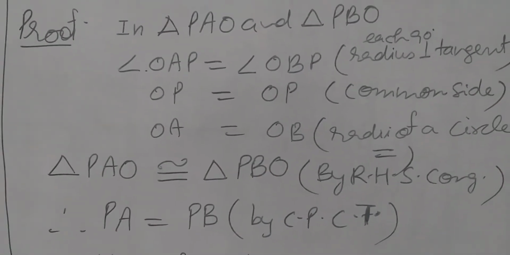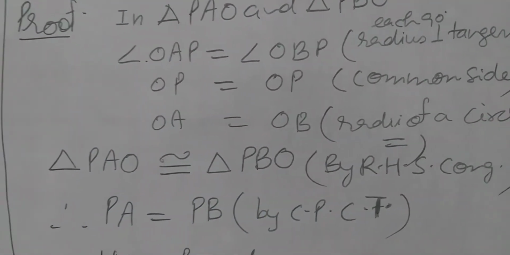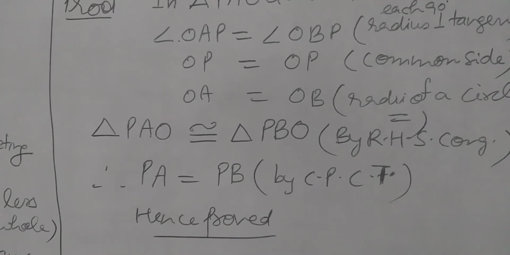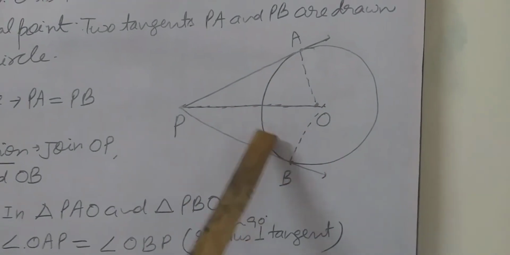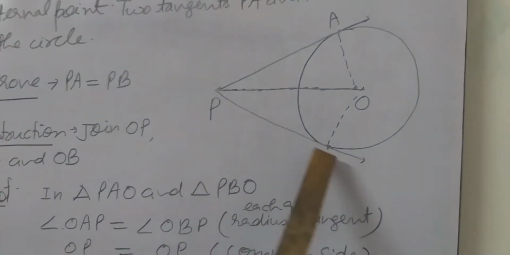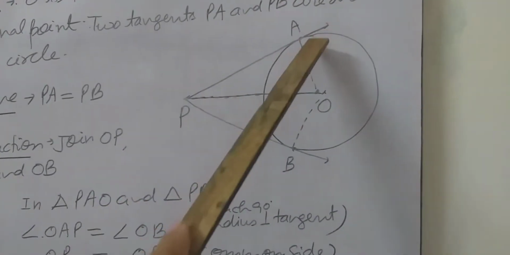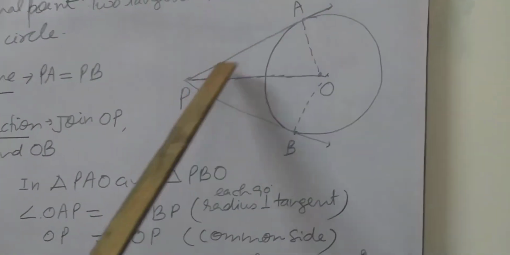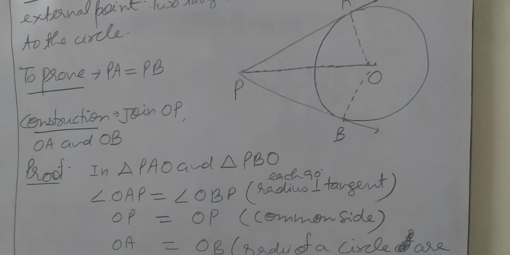Then we can say PA equals PB by CPCT. So we have proved with the help of congruency that PA equals PB. So tangents drawn from an external point to a circle are always equal. If PA is 5 centimeters in length, then PB is also 5 centimeters.